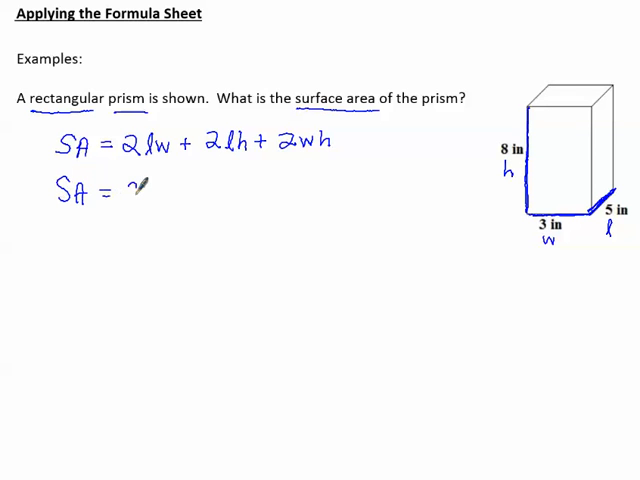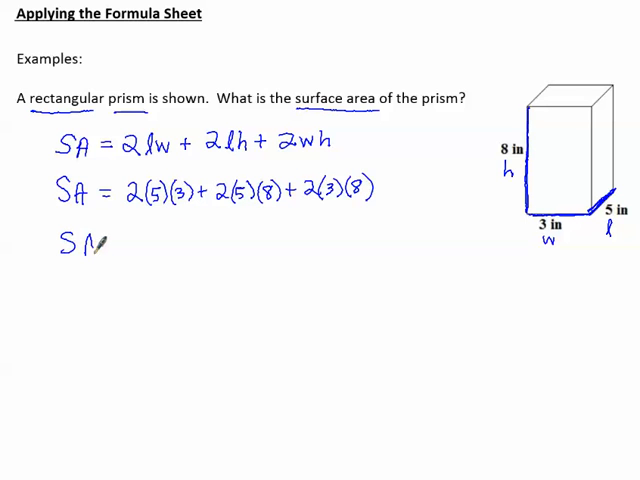SA equals 2. Instead of L, I'm going to put 5. And I usually substitute in the number in parentheses. The W in my picture is 3. And I continue filling it into the formula. Again, the L is 5. The H is 8. 2. W, the W in my picture says 3, and the H says 8.